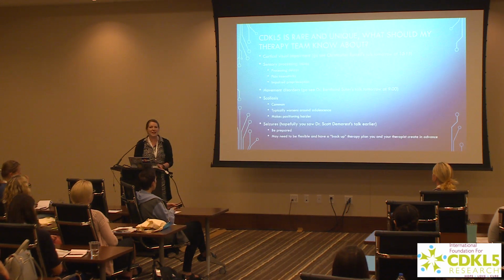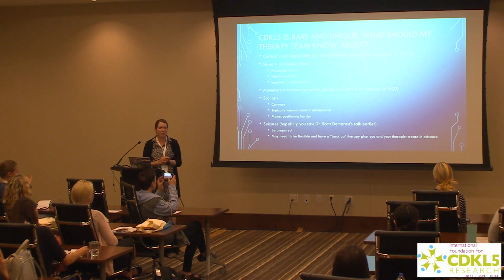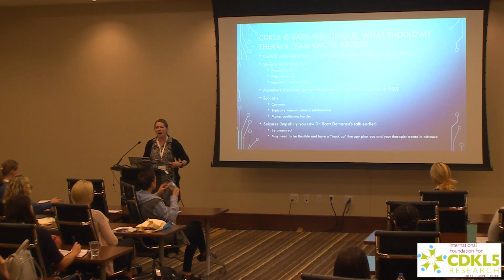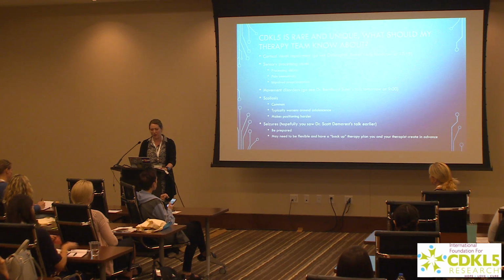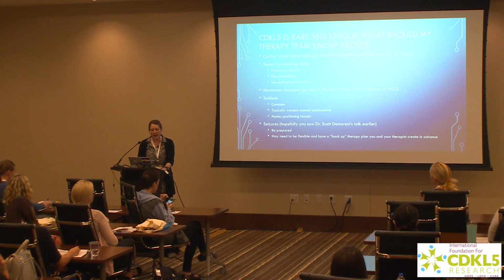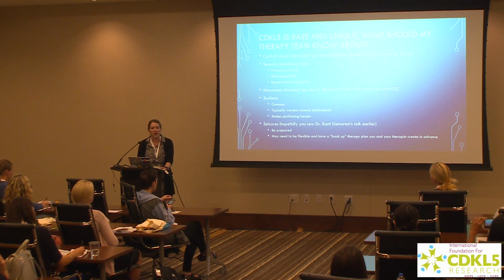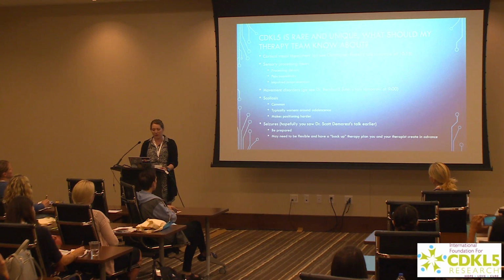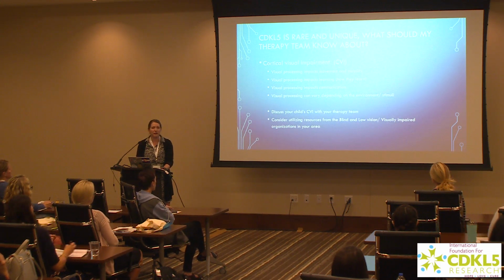So, CDKL5 is rare and unique. So what should my therapy team know about it? What do I need to think of in regards to making sure that my therapy team is a right fit for my kid? So we're going to touch on cortical visual impairment. We're going to touch on sensory processing issues, movement disorders, scoliosis, and seizures.